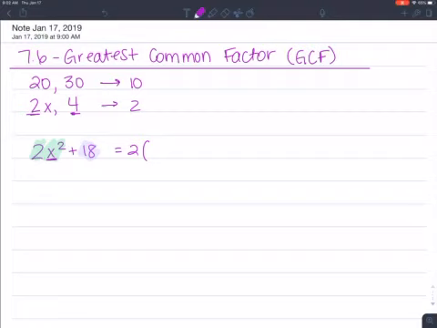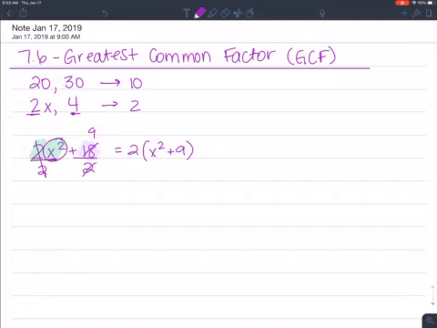So 2 times what would give us 2x squared? Well, 2 times x squared would give us 2x squared. And then 2 times what would give us plus 18? That would be 2 times positive 9. Another way to do that is to simply divide each of them by the GCF, which is 2. The 2's cancel over here to give us the x squared, and then 18 divided by 2 is 9.